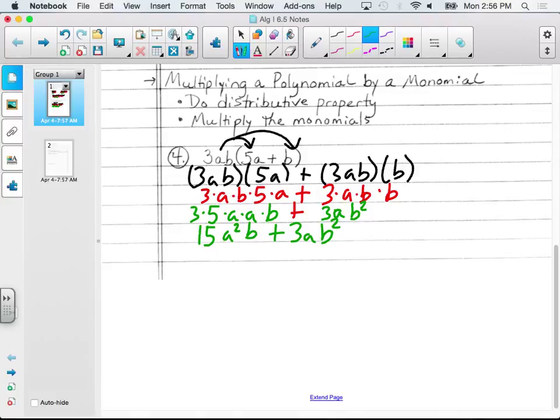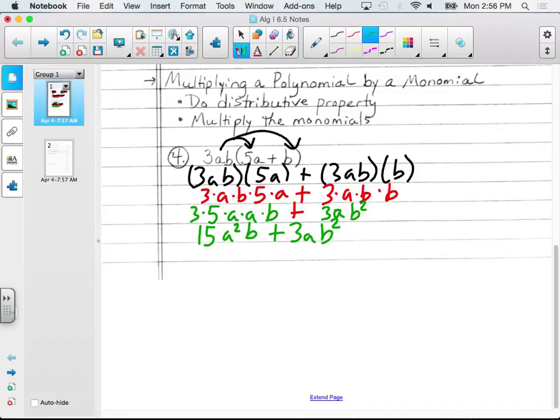So, are we done here? No, I hear yes and no. We still have to combine them. Can we combine them? Possibly. You have to do multiplication. Are there like terms up here? Yeah, 15 and 3. Would they be multiplied by a squared b? You have to multiply. 15a squared b, no.